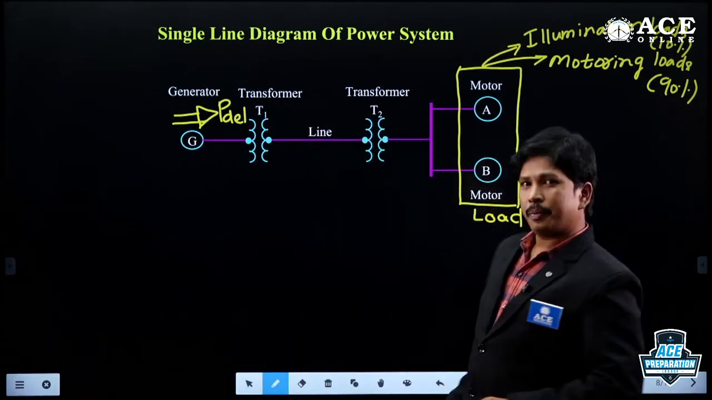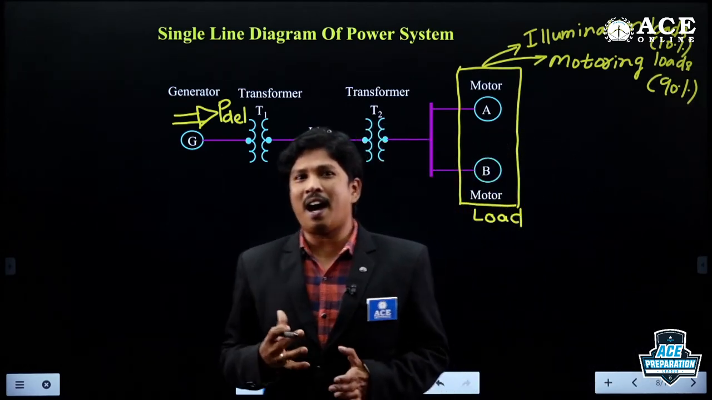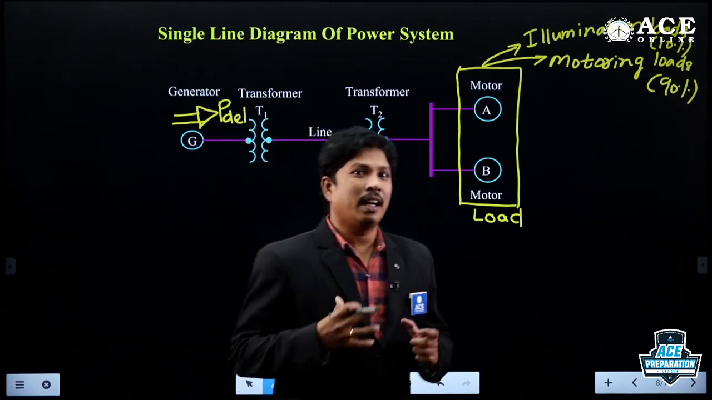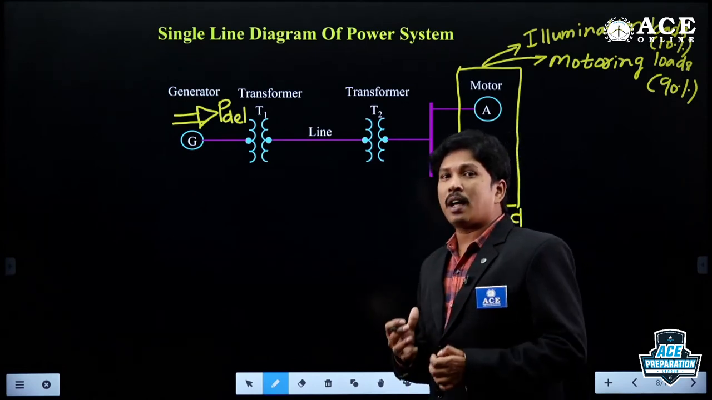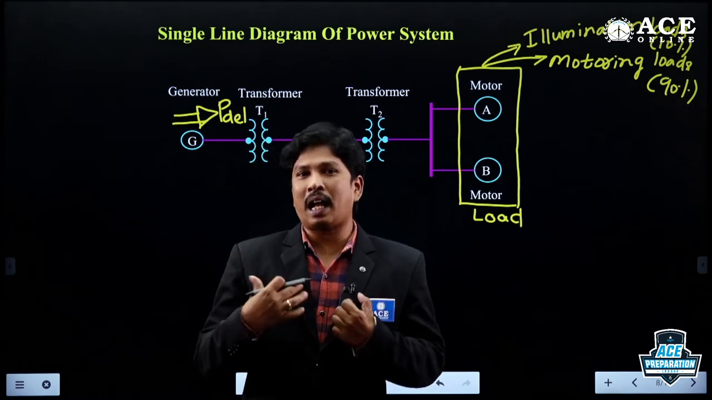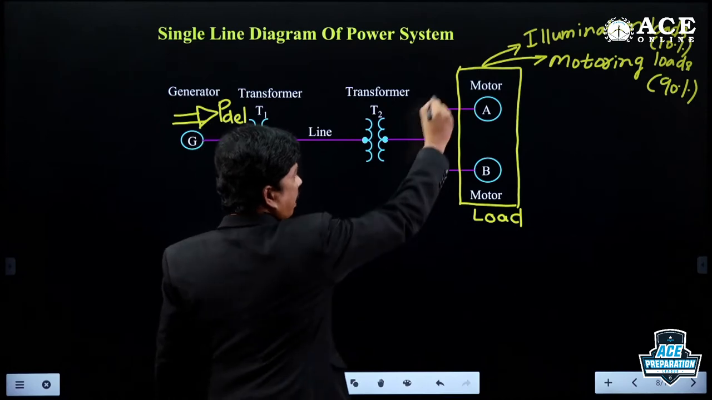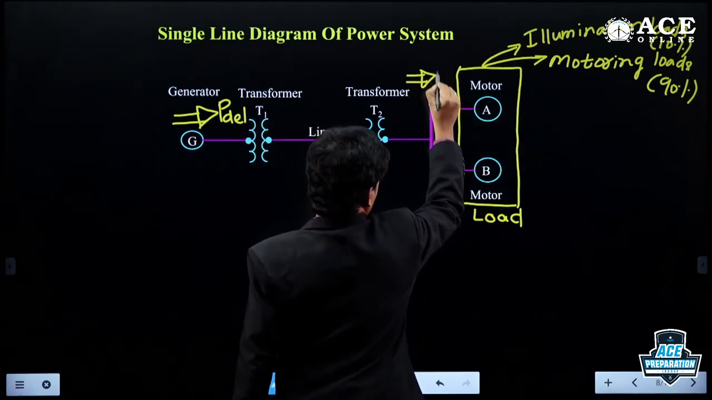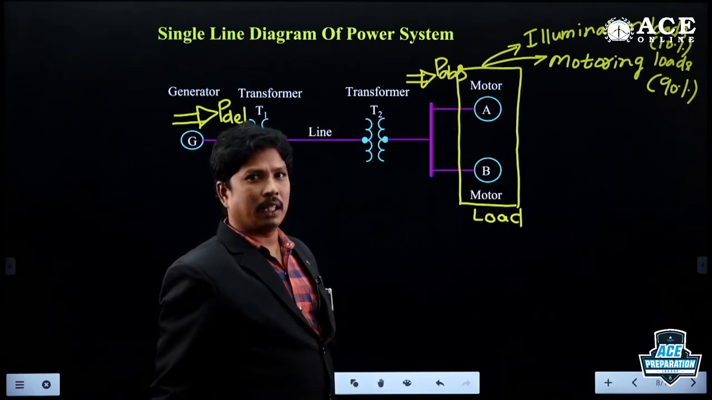And coming to the loads, what are the loads? The loads are the consumers. The consumers always take active power from the source. Therefore, the elements which are absorbing active power from the source are nothing but the loads. Therefore, these are the loads. They are absorbing the active power from the system.